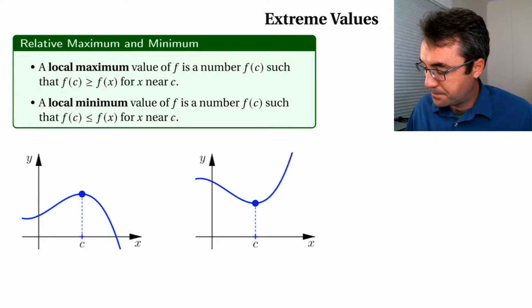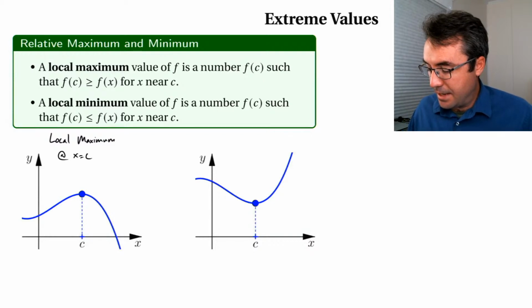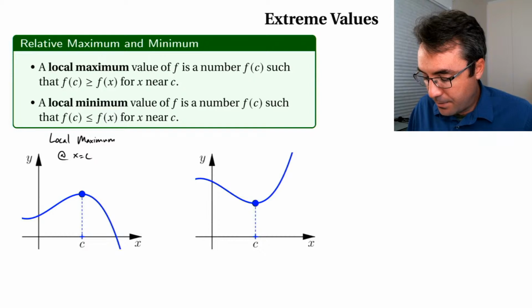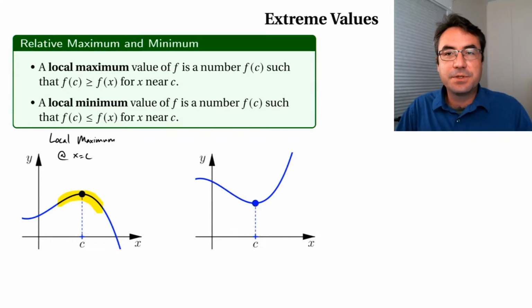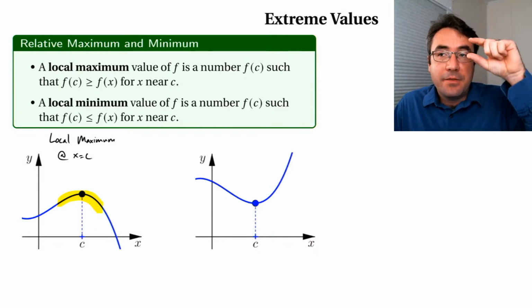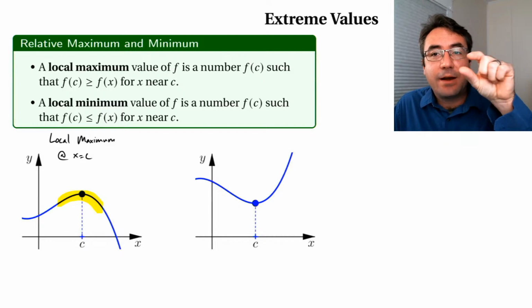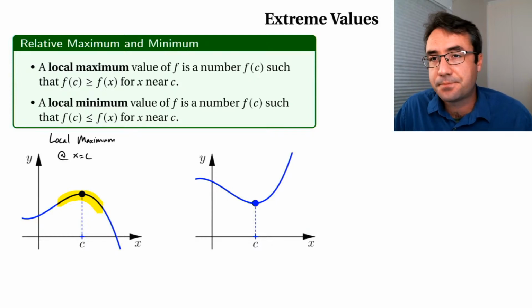So let's kind of look at the first graph here. This is an example of a local maximum at x equals c. And we can see that right around x equals c, that's a high point of our graph. So that's a local maximum. All of the other function values around that are slightly lower. Or they could be the same, but in this case they're slightly lower.